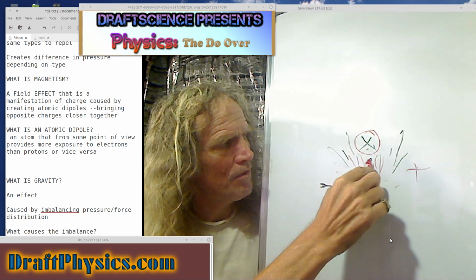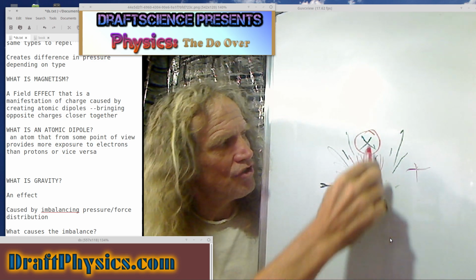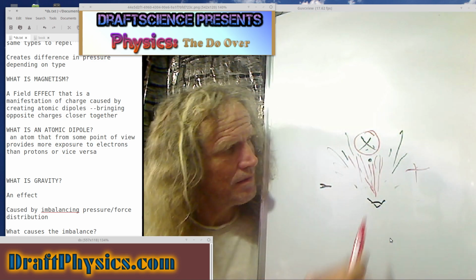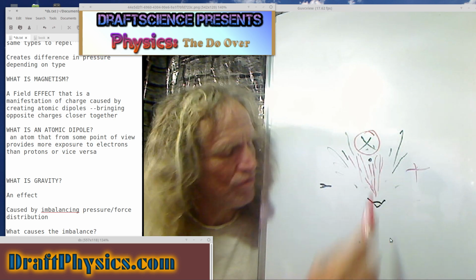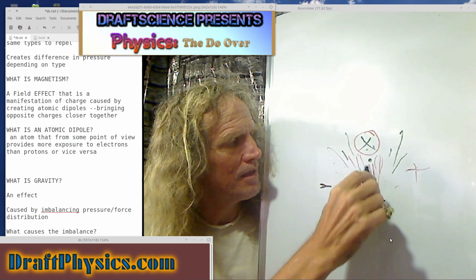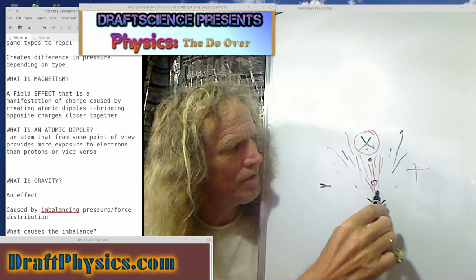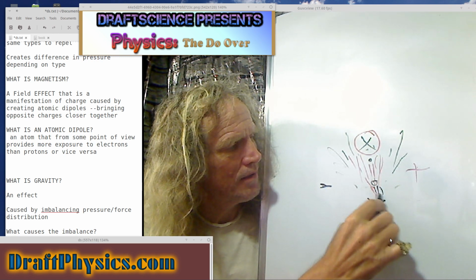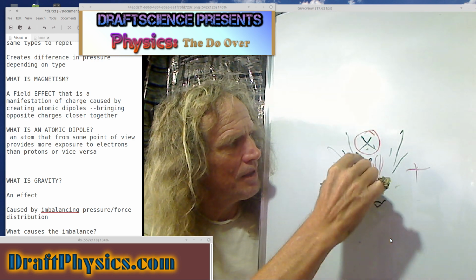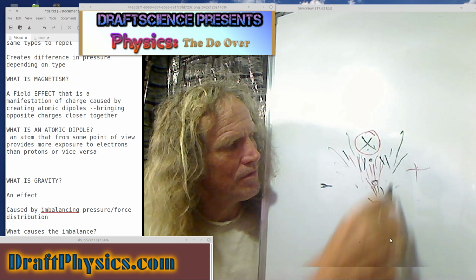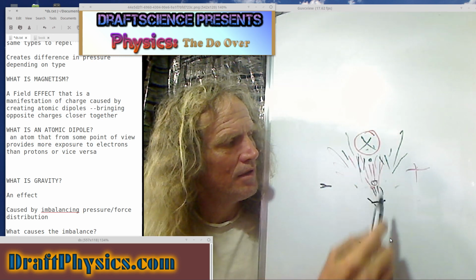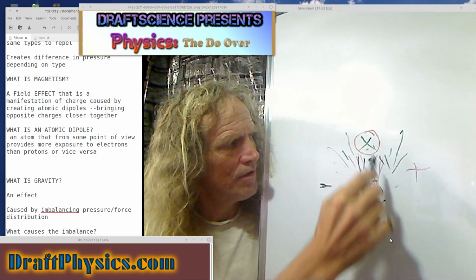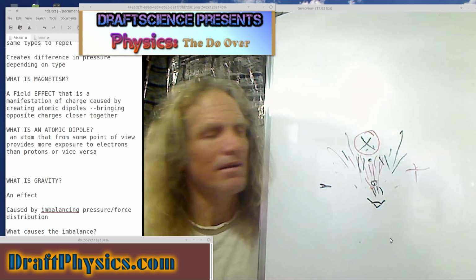So just by moving this electron, I change what I see. That is what gets radiated to me. The radiation that hits me is going to be different. If the electron's here, I'm getting more black. If the electron's here, I'm getting more red. So you can sort of see that. I see proton when it's here, and I see electron when it's here.